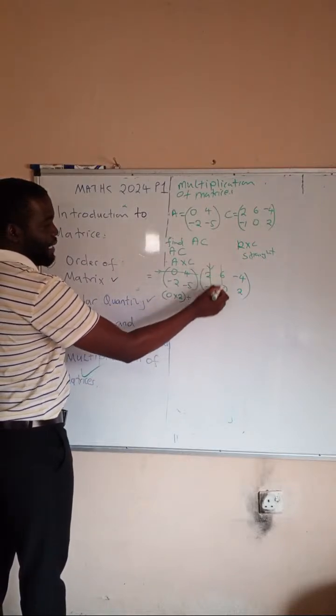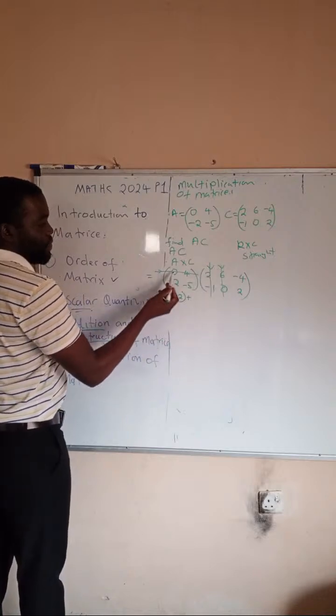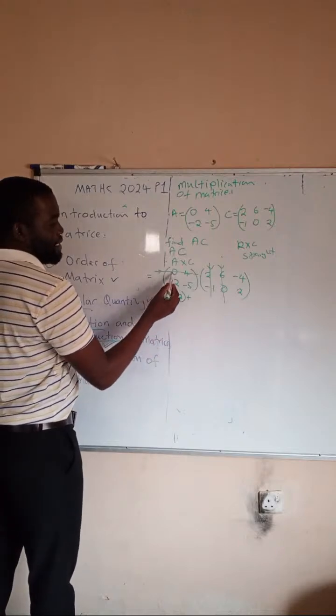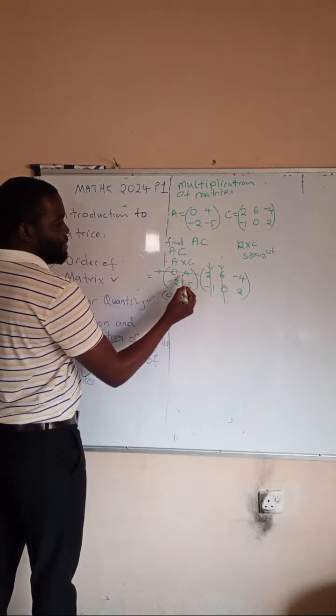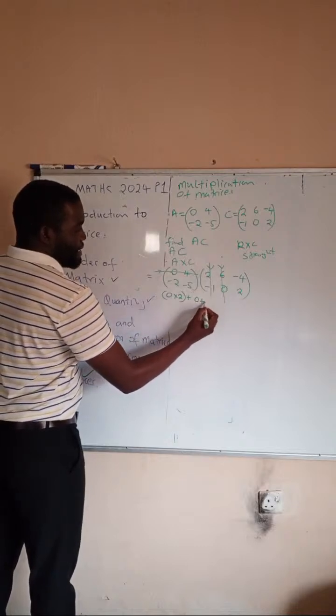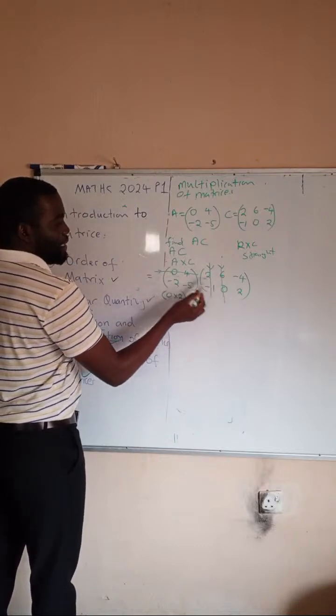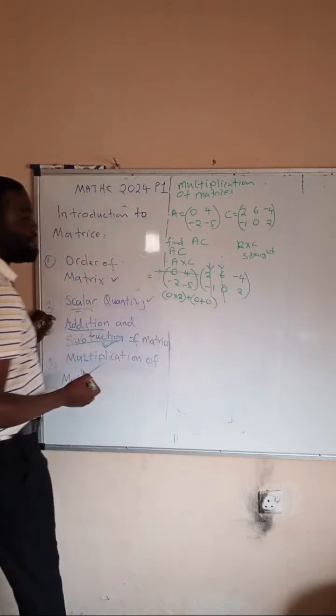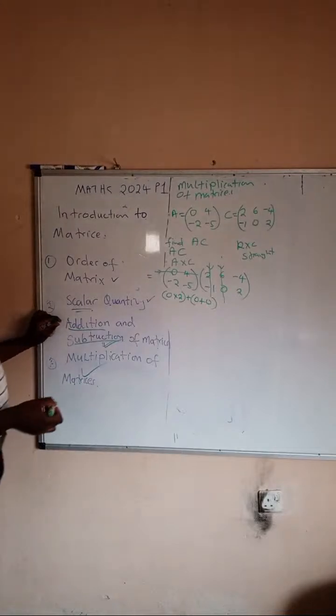Then I go to the second arrow again. So I'm multiplying with these ones in the second arrow. So again, 0 times 6 is 0, plus 4 times 0, in brackets. I've finished.